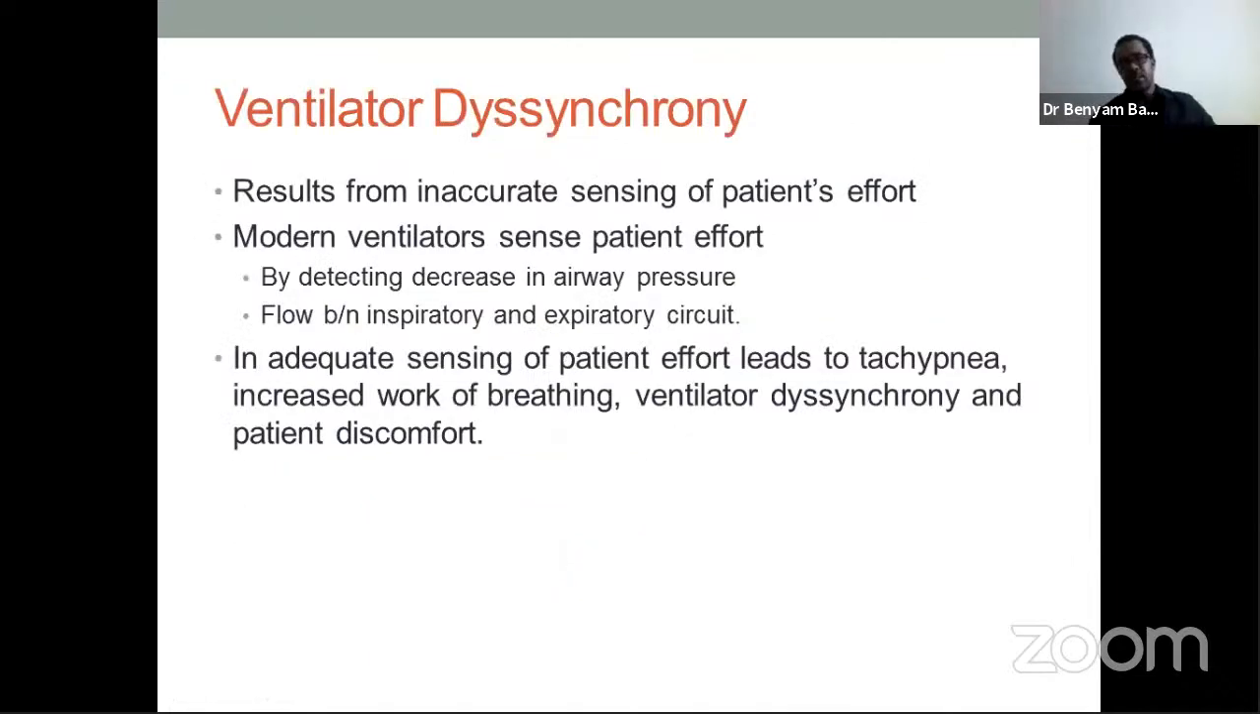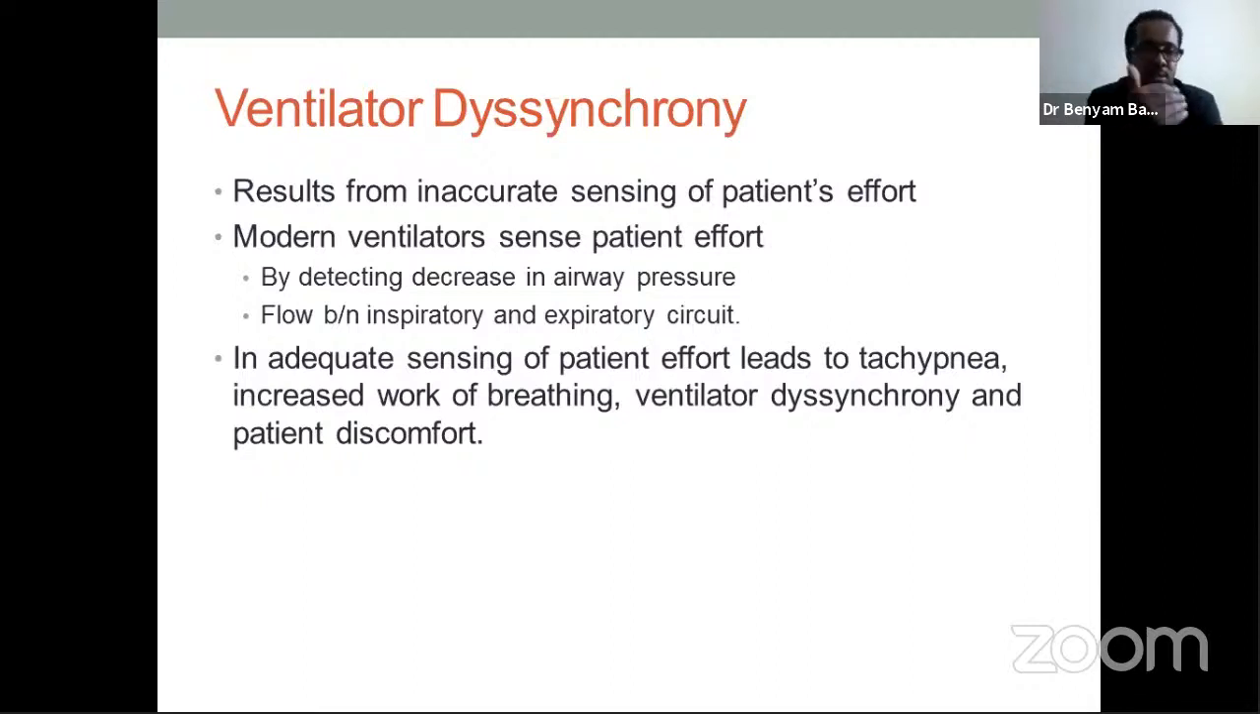The other topic I would like to discuss after seeing the waveforms is ventilator desynchrony. I will come to the reasons why we may develop ventilator desynchrony, but let's just go through what we will see on the graphs. Usually ventilator desynchrony occurs due to inaccurate sensing of the patient's effort.